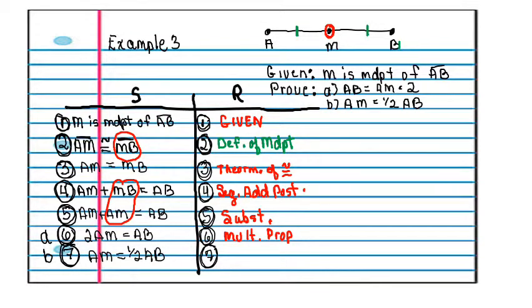And then the last one, what caused the change here? Well, we divided out a 2, and we divided out a 2 here. So the division property allowed us to prove our last.